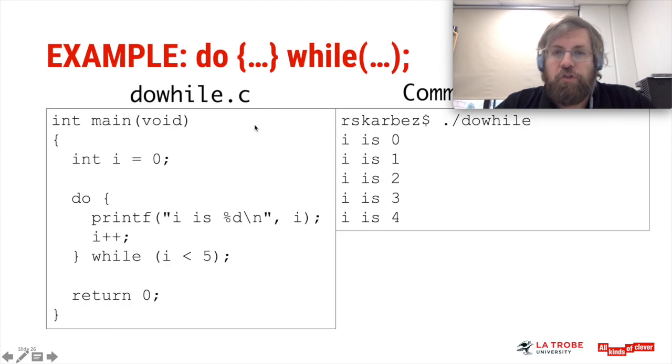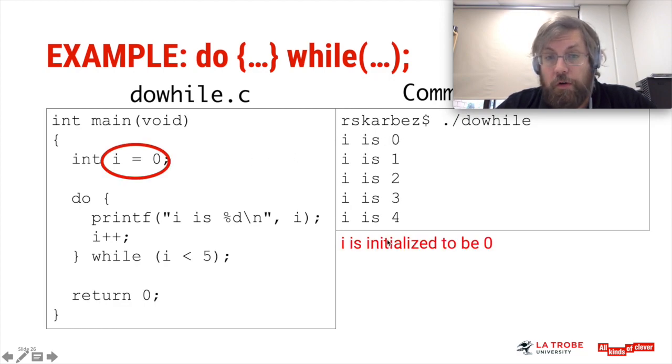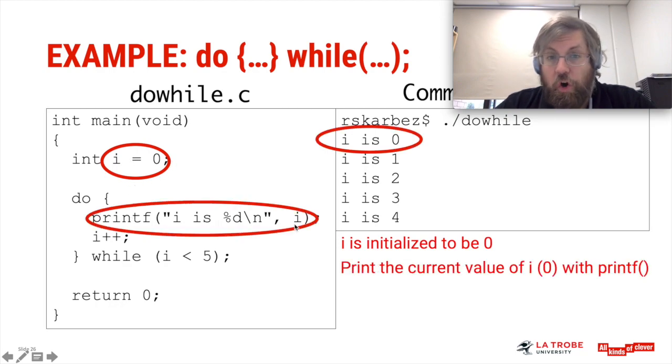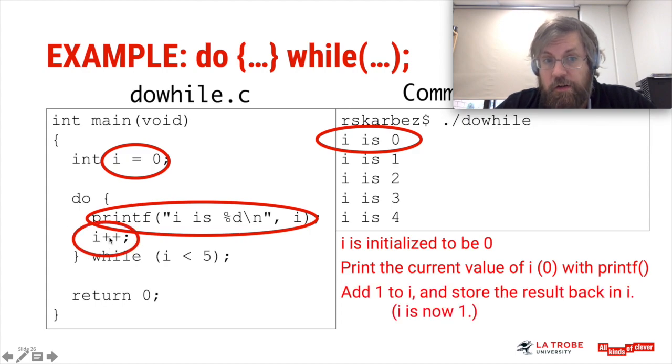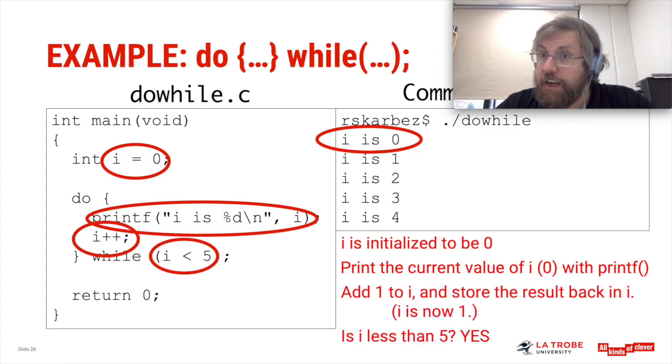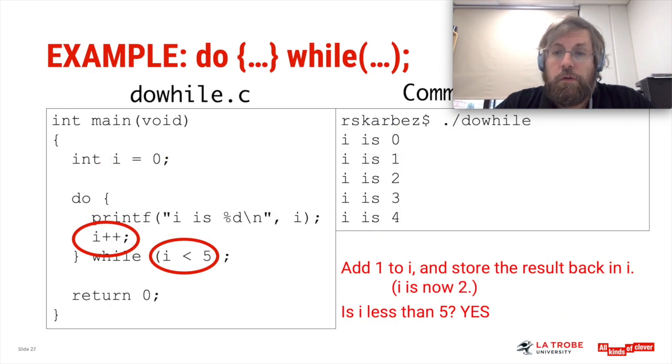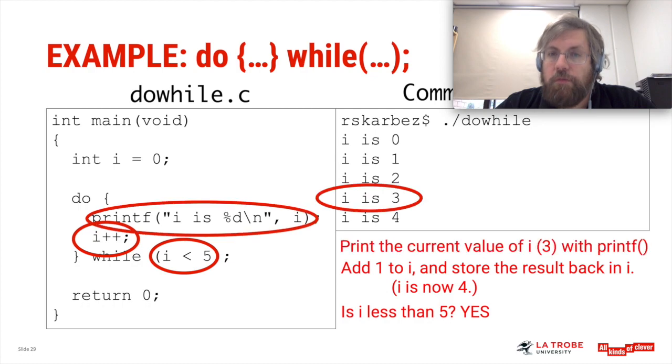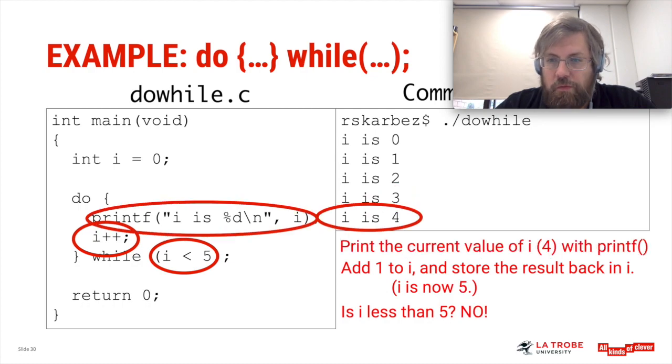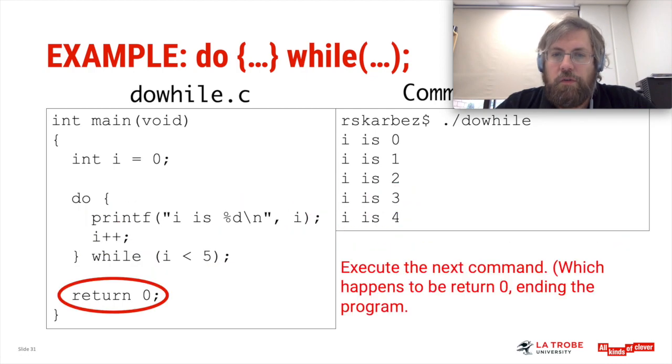So for do while, we can do exactly the same thing we did with while. Here we print out the values of I from 0 to 4. So I is initialized to be 0. We print the current value of I. We increase I. We see if I is less than 5. It is. We do it again, and again, until we exit.